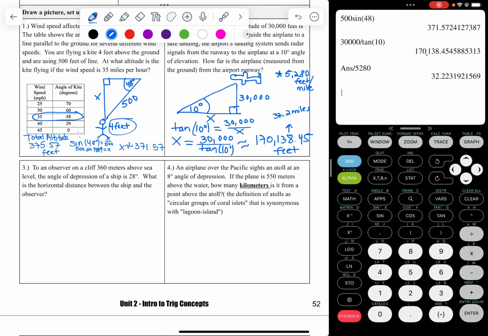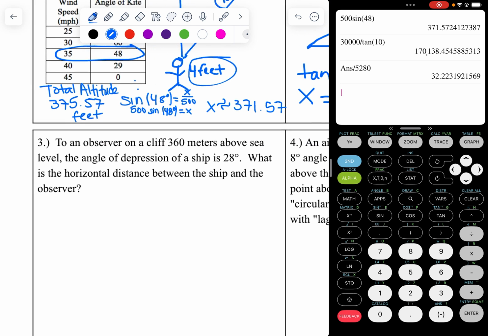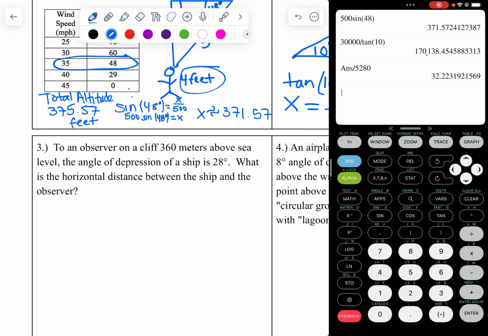All right, number 3, to an observer on a cliff 360 meters above sea level, the angle of depression of a ship is 28 degrees. So let's say here's the cliff. We've got this triangle here, but the angle of depression is what they're telling us. So this angle up here is 28 degrees.